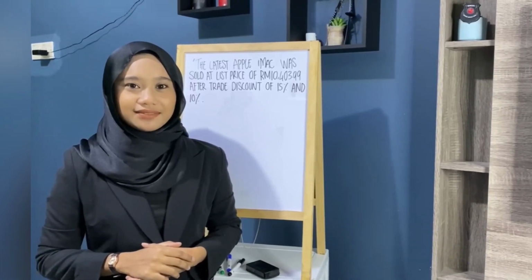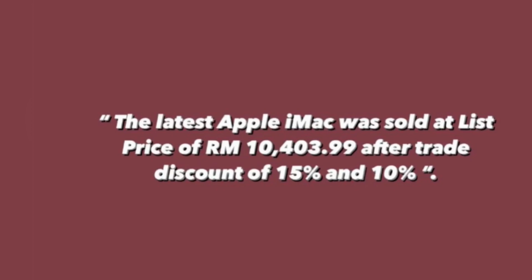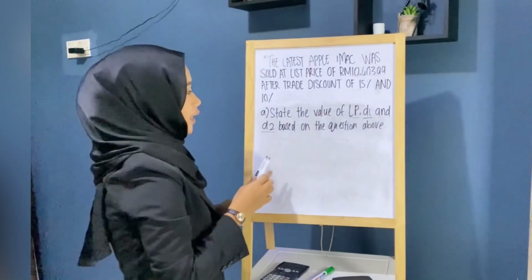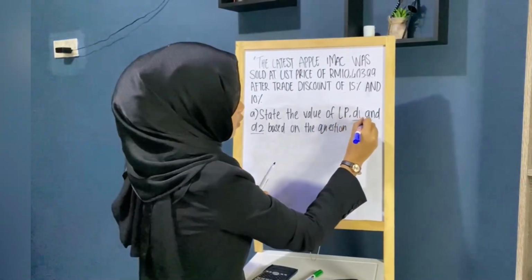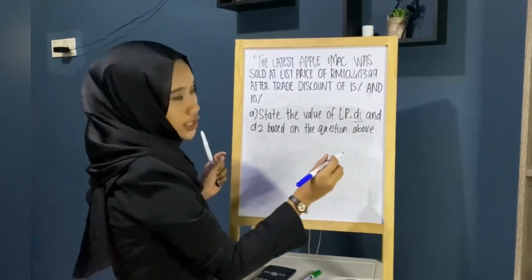I'm a teacher. The question is: the latest Apple iMac was sold at a list price of RM10,402.99 after trade discounts of 50% and 10%. A. State the value of LP, B1 and B2 based on the question above.